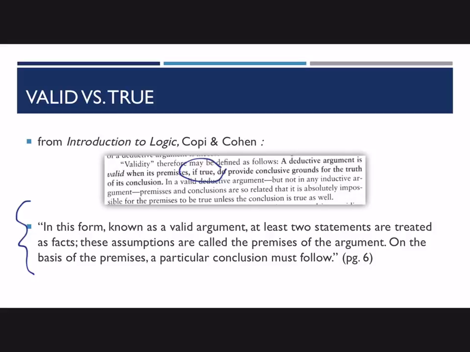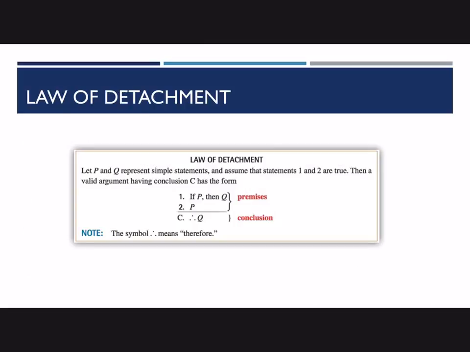And here's a different statement of something similar from the textbook. A different way of saying it: at least two statements are treated as facts, even though they may or may not actually be true facts. So here's an example of a deductive argument, and this is a valid form. This is called the law of detachment. Not all deductive arguments look like this, but this is a common one.